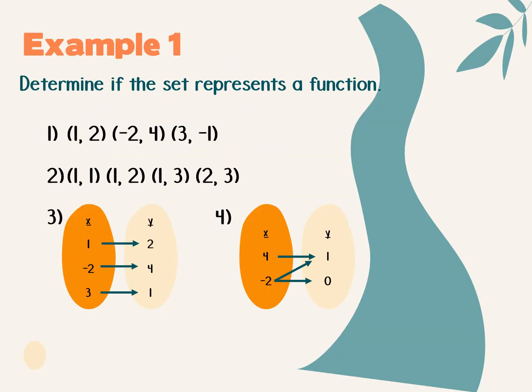So let's go ahead and take a look at our first example. It wants us to determine if any of these sets represent a function. Whenever you're given a list of ordered pairs, remember in your ordered pair, the first number is x, the second number is y. So when it's a list of ordered pairs, all we're doing is checking to see, are all of the x's in each ordered pair a different number? So these x's are 1, -2, 3. They are all different numbers, so yes, this is a function.